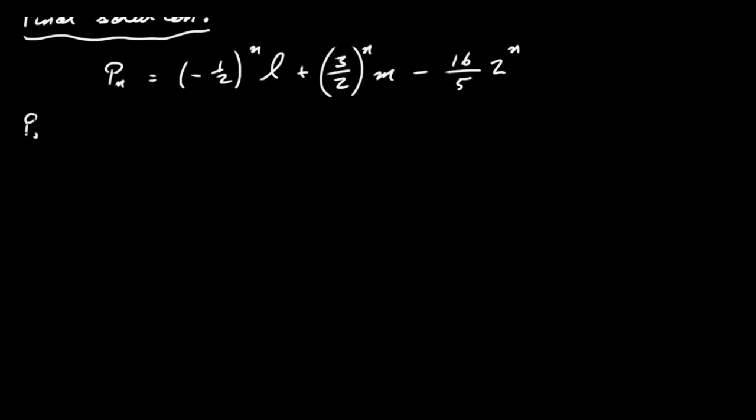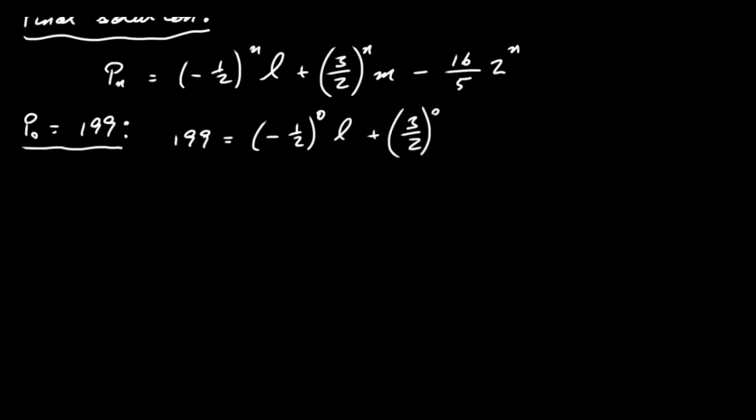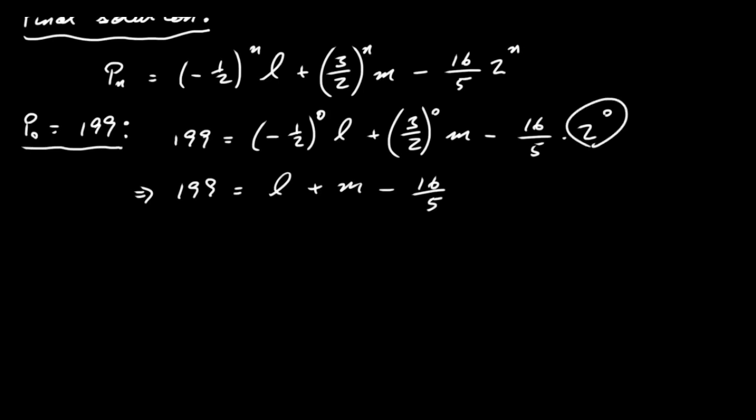We were told that P0 is equal to 199. So in other words, 199 is equal to minus a half to the power of 0 times L plus 3 over 2 to the power of 0 times m minus 16 over 5 times 2 to the power of 0. So when you work this out, you've got 199 on the left hand side, this just becomes 1, so you end up with L, this just becomes 1, so you end up with m, and on this side you end up with 16 over 5, this just becomes 1. Just going to bring this over to this side here.